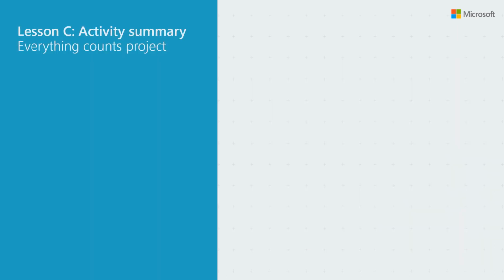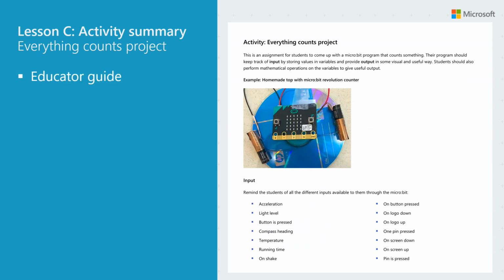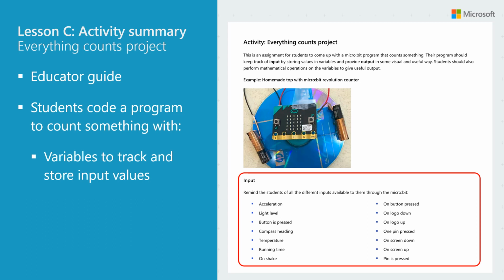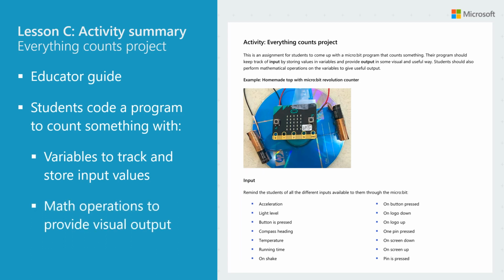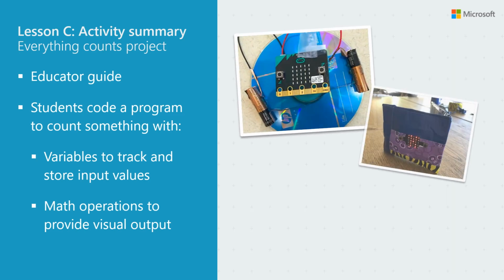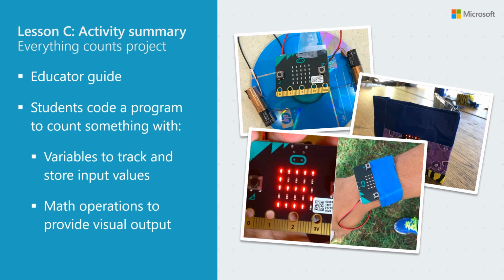Now in lesson C, the project is to code a microbit program that counts something using variables to track and store input values and math operations to provide output in some visual and useful way. So for example, a top that counts the number of revolutions, a wallet that tracks dollars coming in or out, or even a baseball counter that tracks pitches and strikes. Lots of different neat ideas for students to come up with.